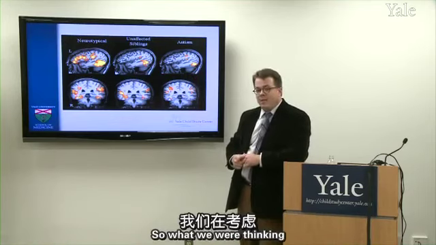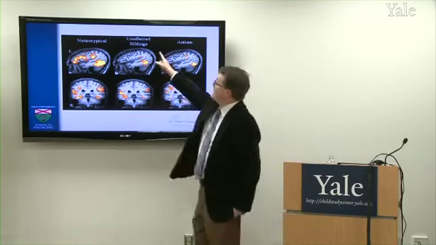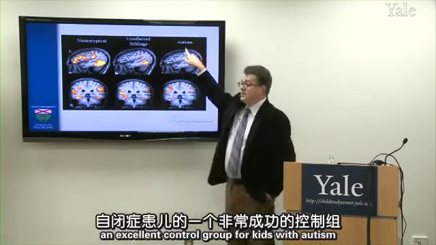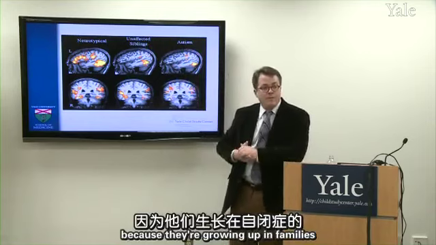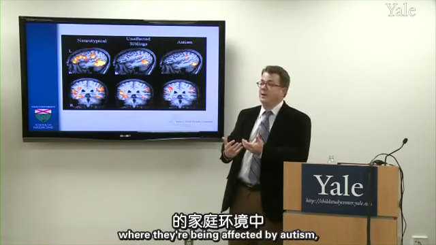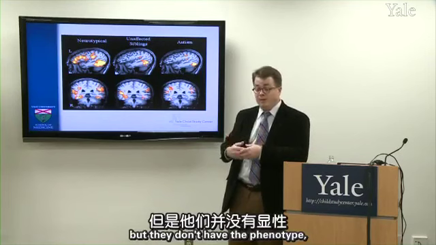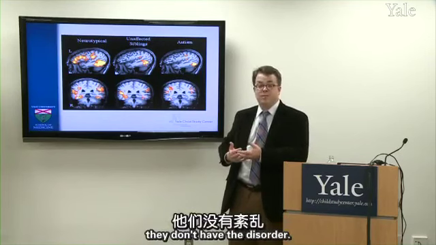So what we were thinking when we first started this study is that these would be an excellent control group for kids with autism because they're growing up in families where, you know, they're being affected by autism, but they don't have the phenotype, they don't have the disorder, okay?